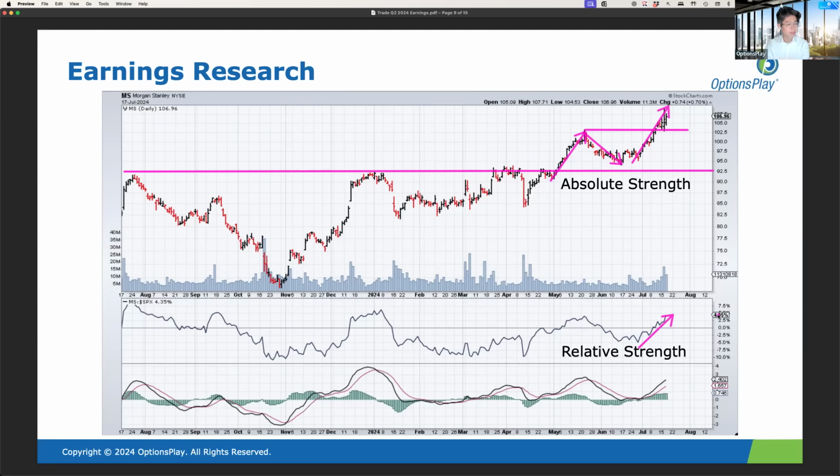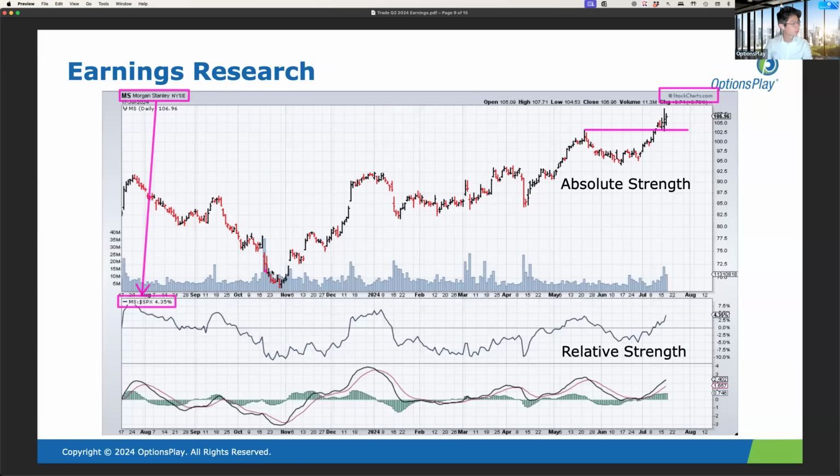And for those of you asking, how did I get the relative strength? I use stockcharts.com for this specific chart. On stockcharts.com you can plot any specific symbol. In this particular case, I'm plotting Morgan Stanley relative to the S&P 500. What this chart tells me is that when it's going down, the stock is underperforming the market, and when it's going higher, it's outperforming the market. It's pretty simple to read.